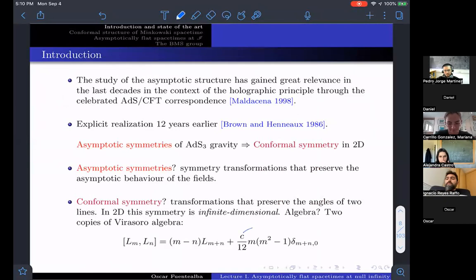So this here is the famous Brown and Henneaux result for the theory of gravity in 3 dimensions given by this expression. Well, L is the AdS radius, and G is the Newton constant. So with the linear combination of these L's.